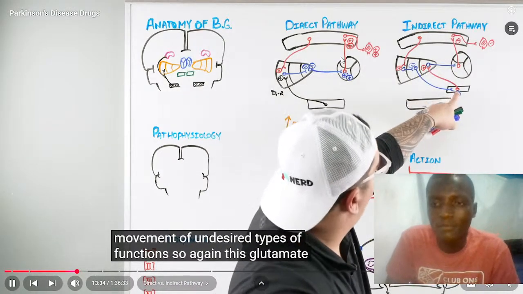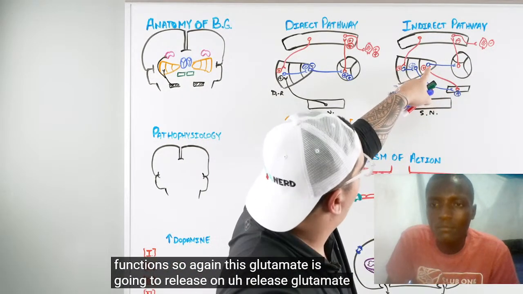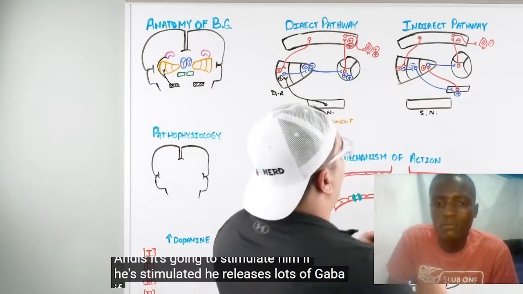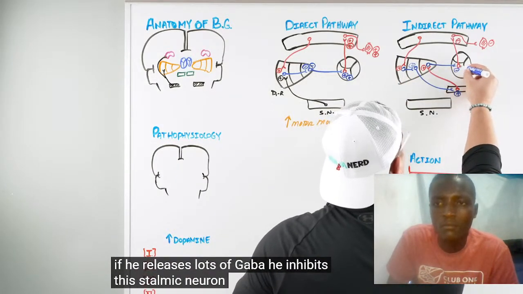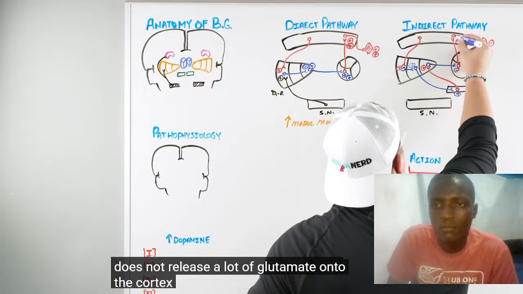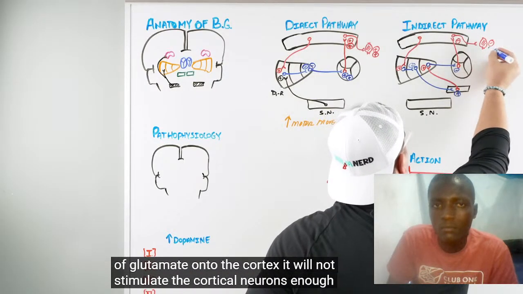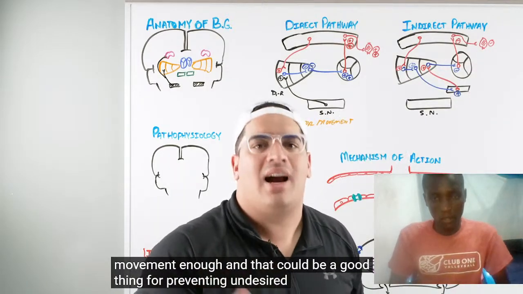So again, this glutamate is going to release glutamate onto this GABAergic neuron in the globus pallidus internus. It's going to stimulate it. If it's stimulated, it releases lots of GABA. If it releases lots of GABA, it inhibits this thalamic neuron. This thalamic neuron does not release a lot of glutamate onto the cortex. If it doesn't release a lot of glutamate onto the cortex, it will not stimulate the cortical neurons enough, and they won't initiate the motor movement enough. And that could be a good thing for preventing undesired motor movements.